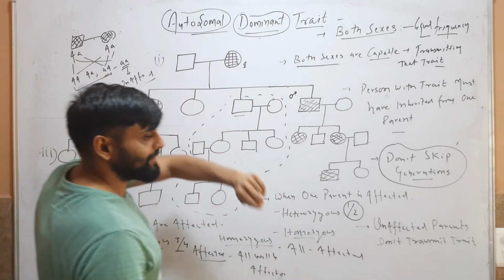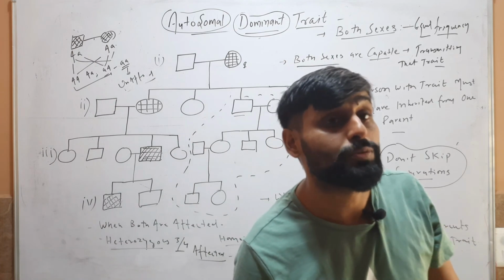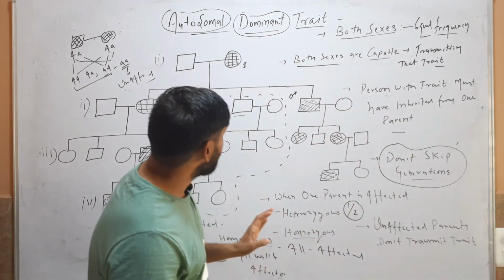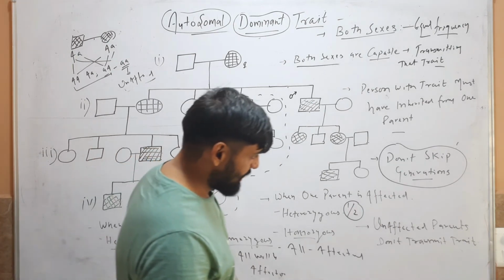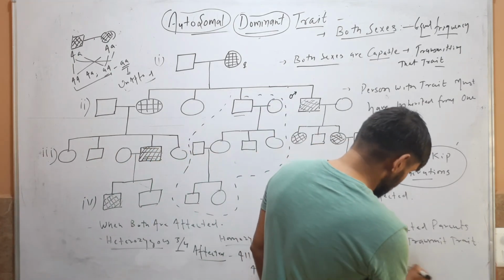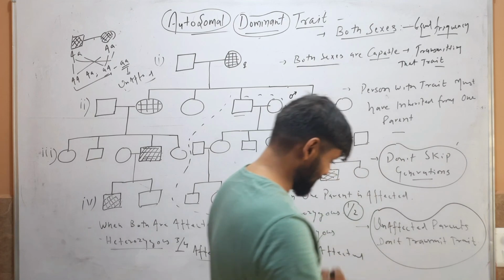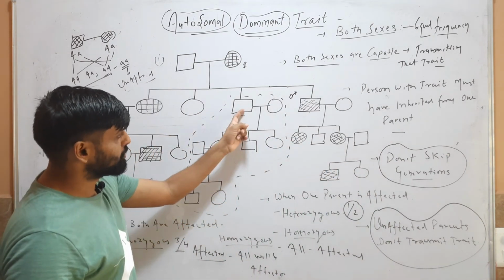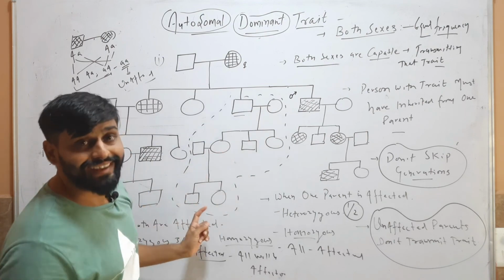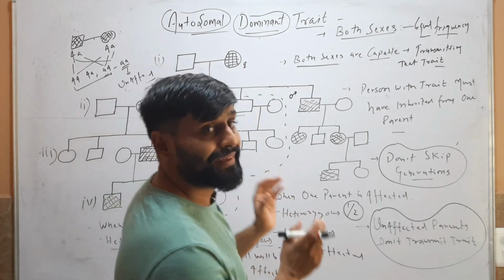When both parents are affected and heterozygous, then 3/4 of their offspring will be affected, and when both are affected and homozygous, then all will be affected. Unaffected parents never transmit that trait. We can see from this part of the pedigree that both are unaffected and they are not transmitting that trait. So this is autosomal dominant trait.